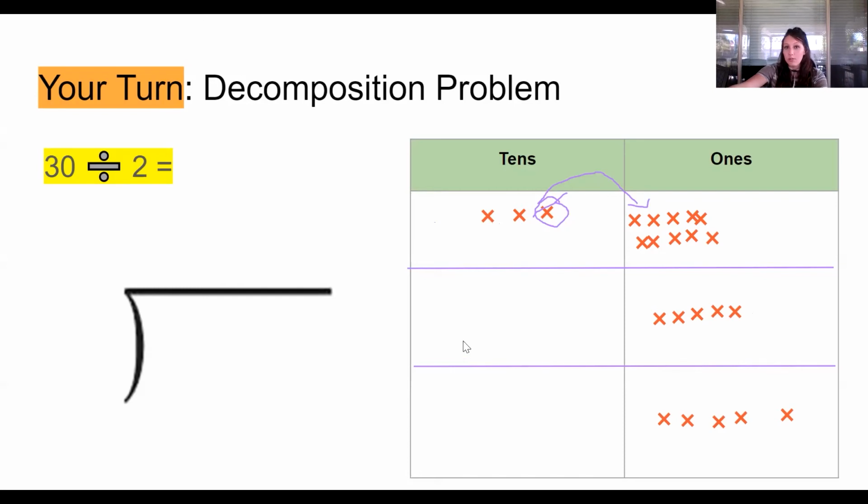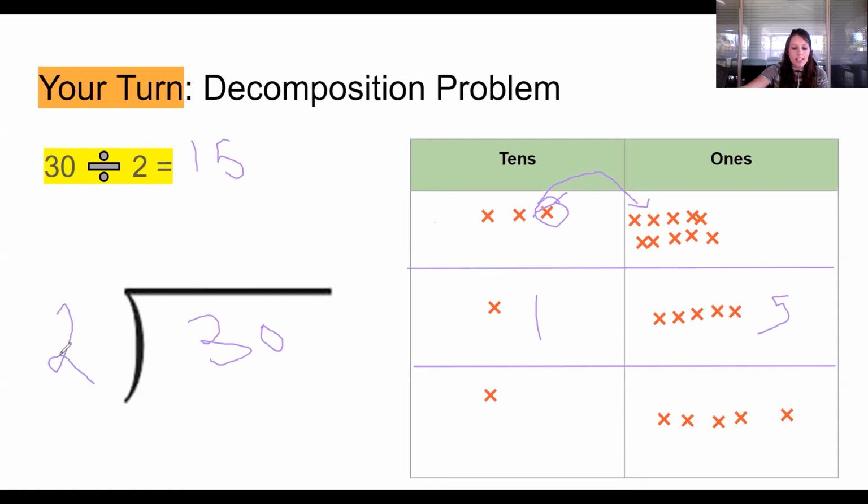We only have 2 shapes. That can be divided into 2 columns, right? Just 1 shape in each column. So if we look at our answer, we have 1 shape in the tens column and 5 shapes in our ones column, which means that our quotient is going to be 15. 30 divided by 2 equals 15. Now let's do the standard algorithm real quick. Our dividend is 30, and our divisor is 2.